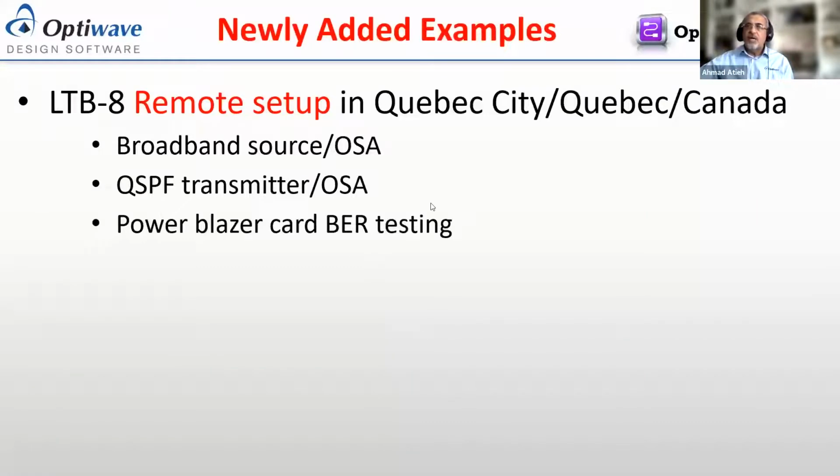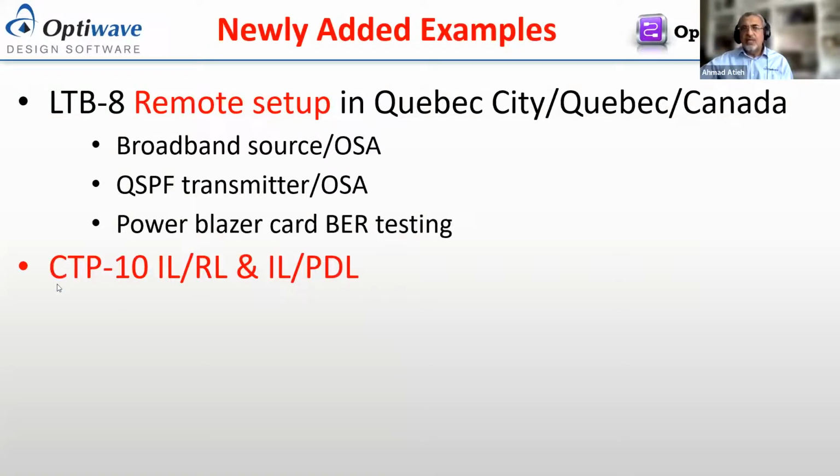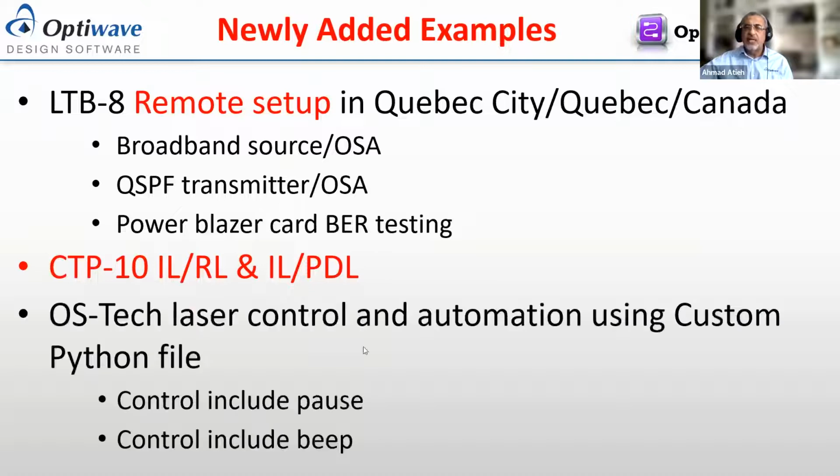Next, here are some other examples in the remote test setup. Here we created one example which has the script to measure the broadband source, another example to measure a QSFP transceiver, and also to measure BER for that QSFP. We also added some other examples for the EXFO CTB10 equipment to measure insertion loss and return loss, or insertion loss and BDL.